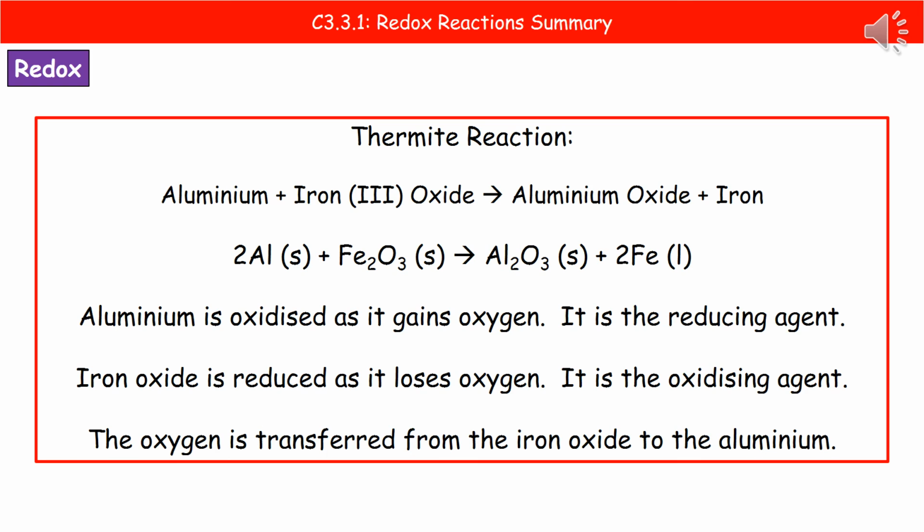So what we mean by reducing agent and oxidizing agent is basically its role in moving the oxygen. An oxidizing agent is one that's going to give up the oxygen and give it to something else, whereas a reducing agent is the one that's going to receive the oxygen. So just remember that when we're looking at the overview here, what we have is oxygen being transferred from the iron oxide to the aluminium.